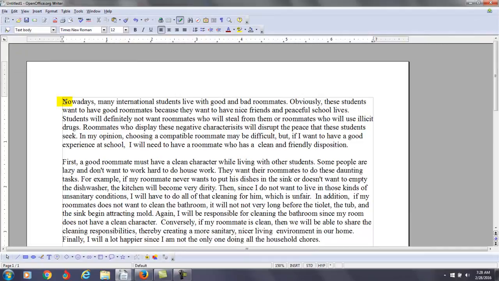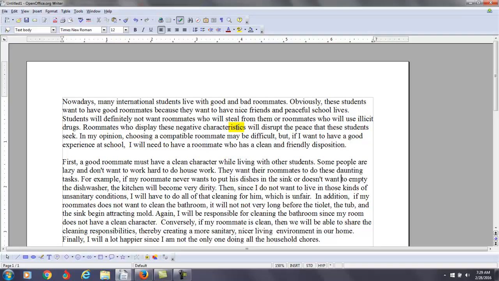You have: nowadays many international students live with good and bad roommates. Obviously, these students want to have good roommates because they want to have nice friends and peaceful school lives. Students will definitely not want roommates who will steal from them or roommates who will use illicit drugs. Roommates who display these negative characteristics, need to change this. Roommates who display these negative characteristics will disrupt the peace that these students seek. In my opinion, choosing a compatible roommate may be difficult, but if I want to have a good experience at school, I will need to have a roommate who has a clean and friendly disposition.